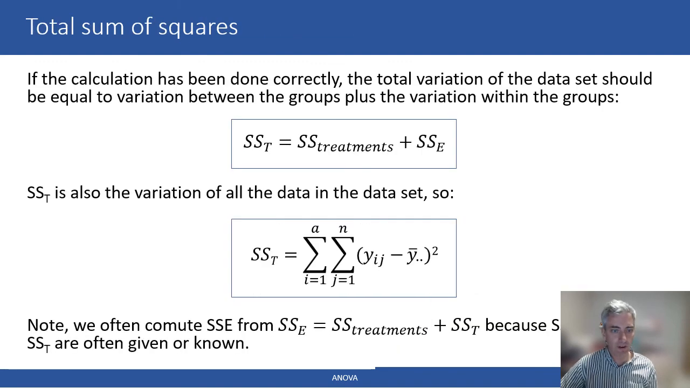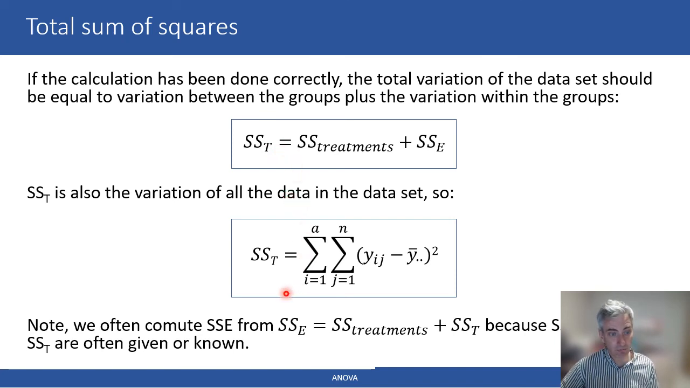So the total variation of the whole data set is going to be equal to the variation of the treatments, or the groups, the between group variation, plus the in-group variation. If we add those two together, that will also give us a total variation of the whole data set.